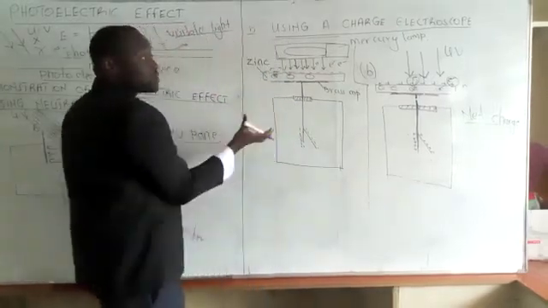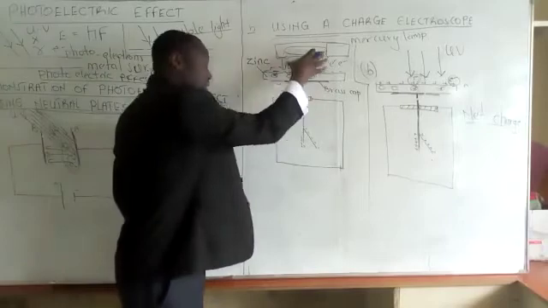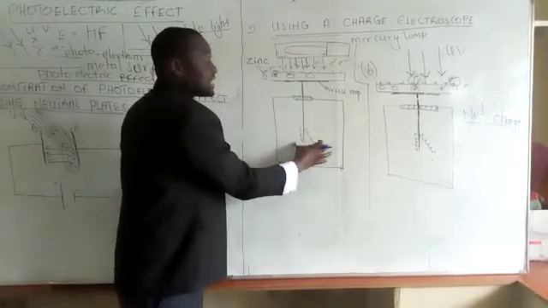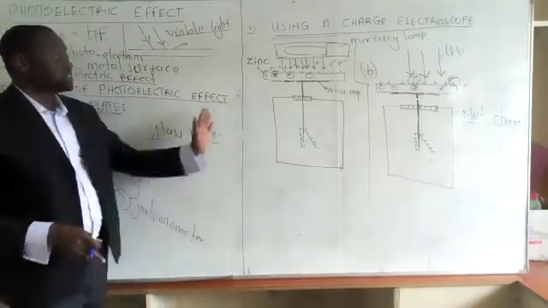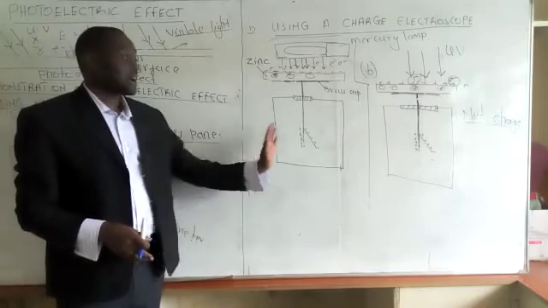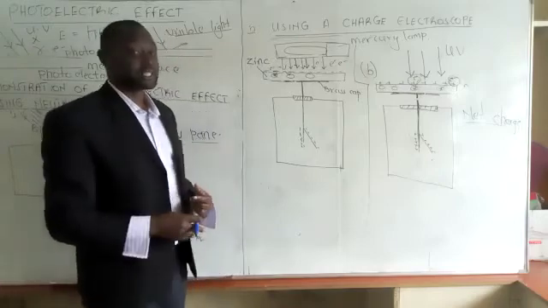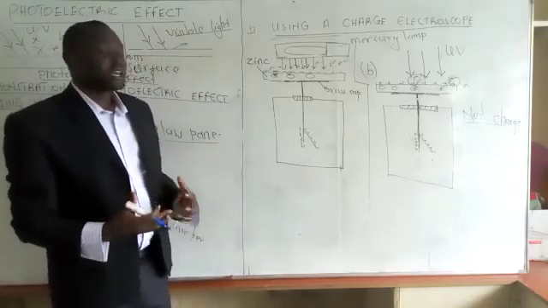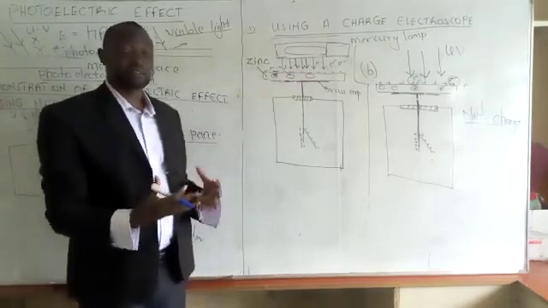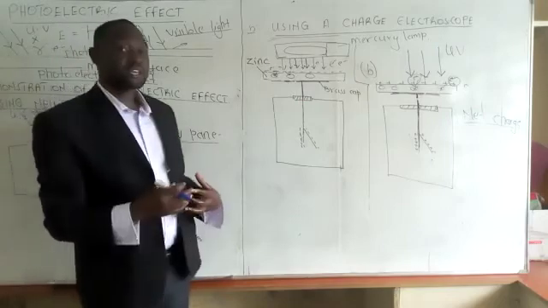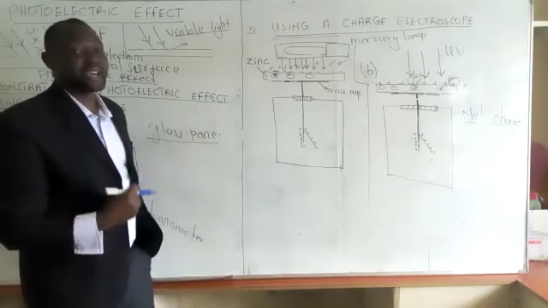Therefore, to show that it is the photoelectric effect, we can demonstrate it using a negatively charged electroscope. So this is the photoelectric effect. We can use the two demonstrations to show that the photoelectric effect really takes place. So simply, the photoelectric effect is the process through which electrons are ejected from a metal surface, using either radiation energy or light energy.